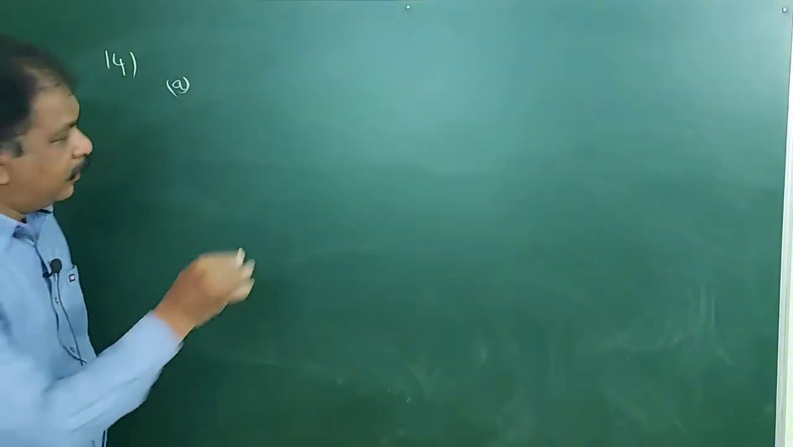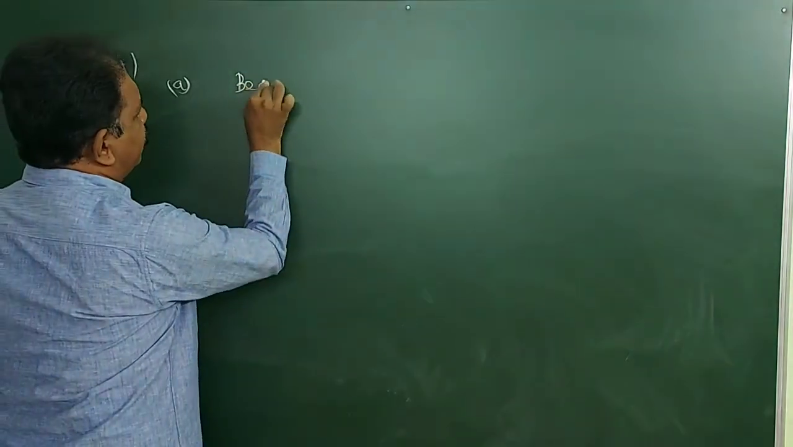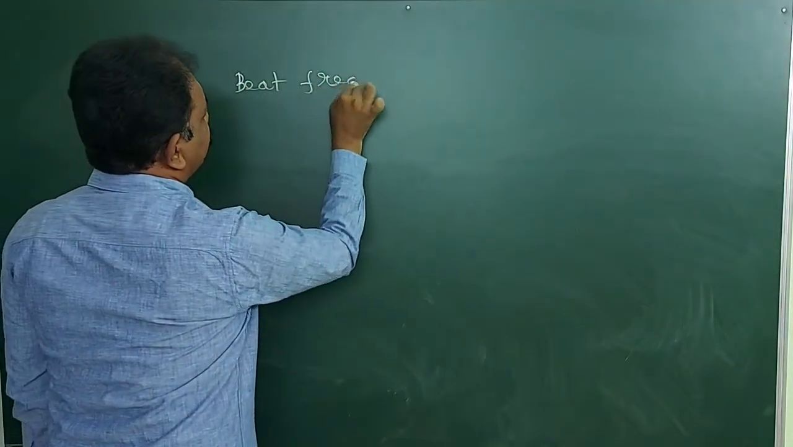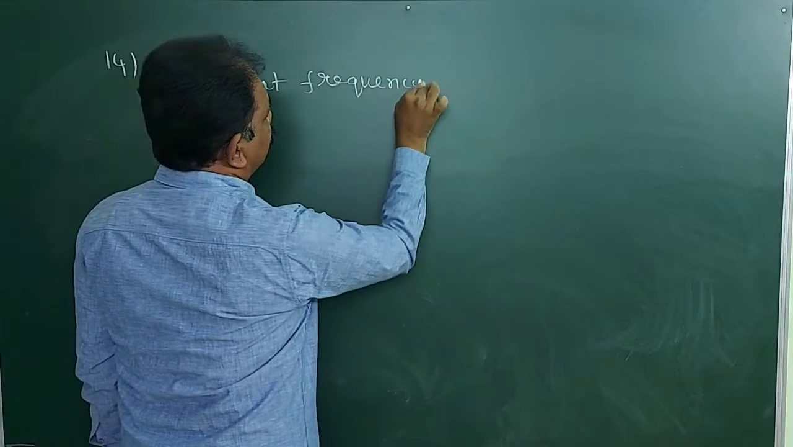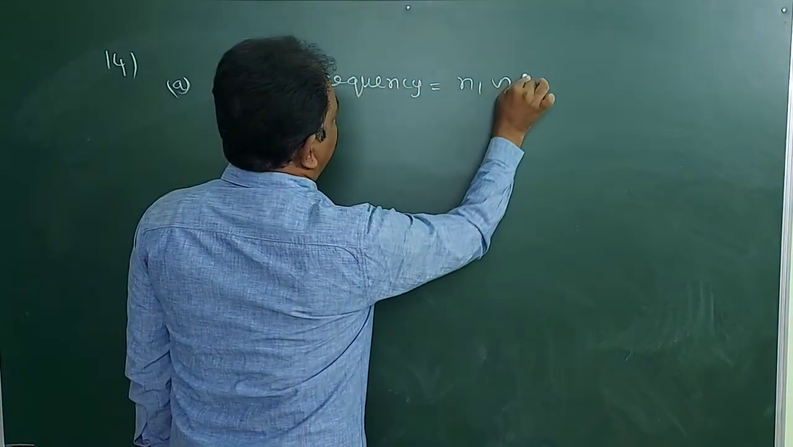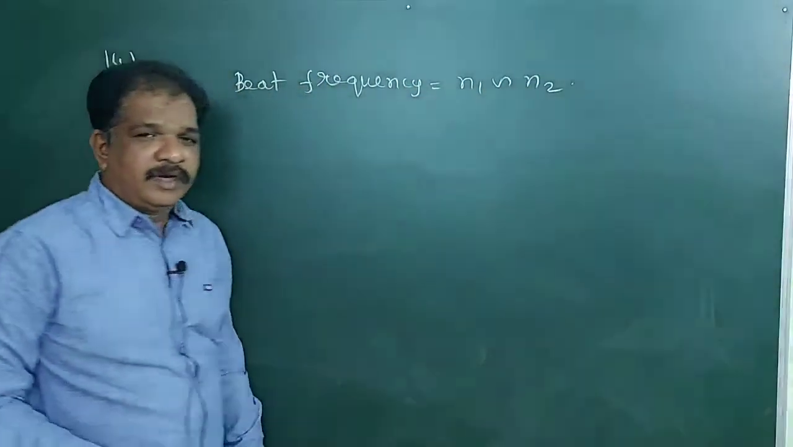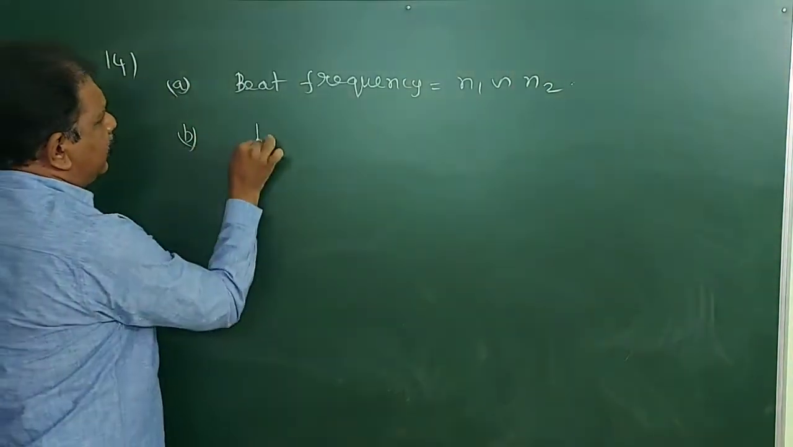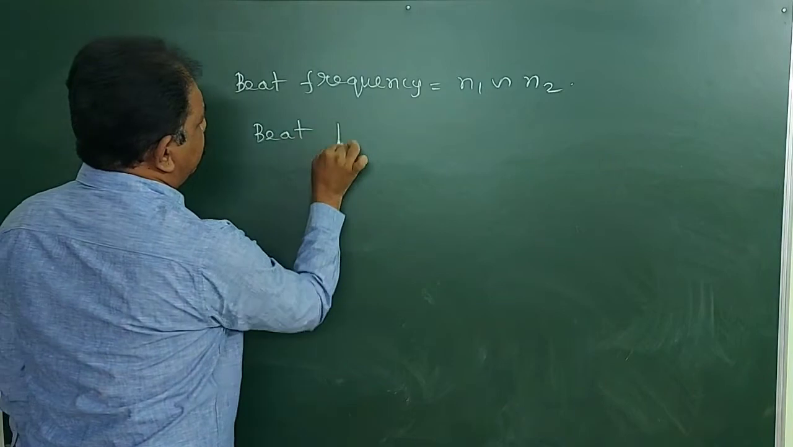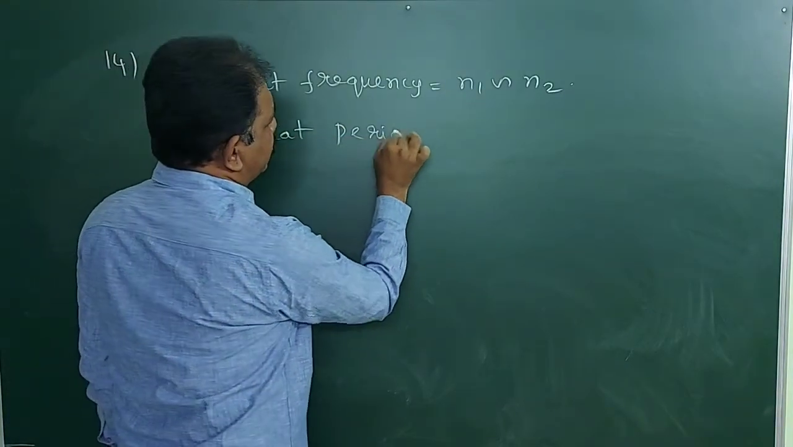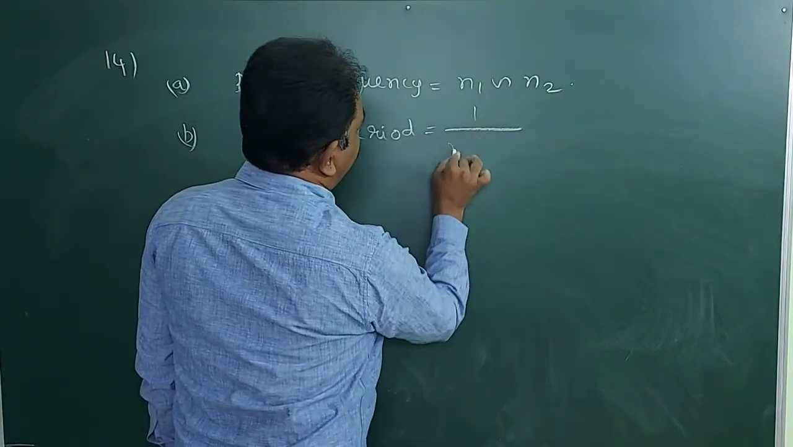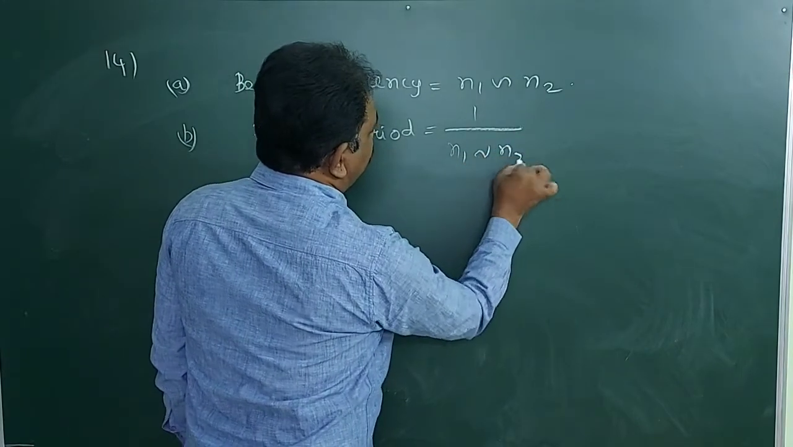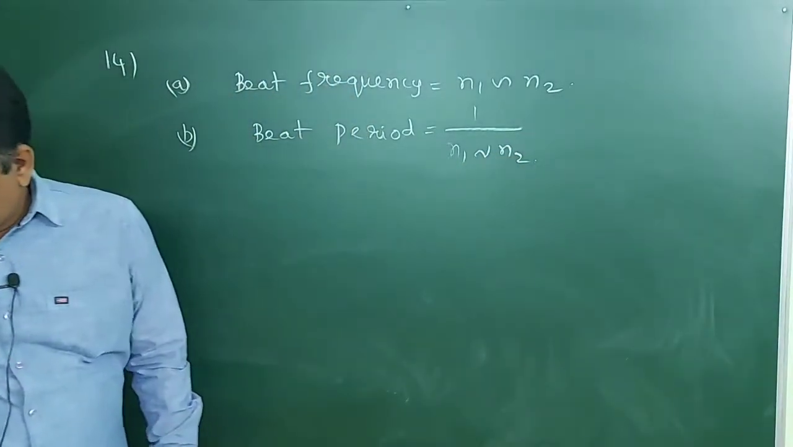So, they will ask for the beat frequency. N1 difference N2, that will be called the beat frequency. Next, they will ask how much the beat period is. This will be 1 by N1 difference N2.